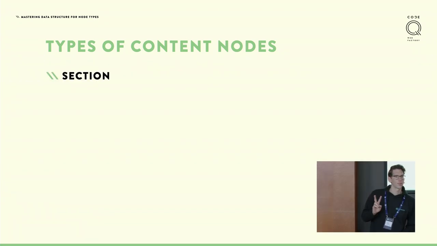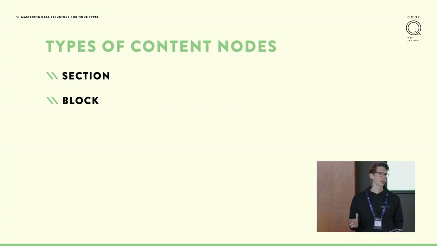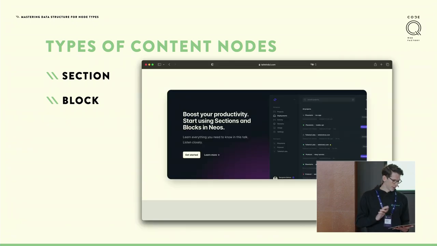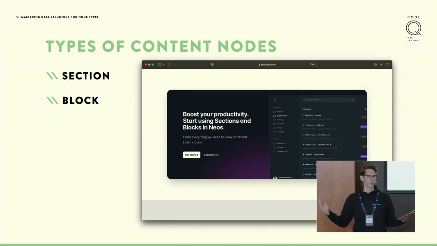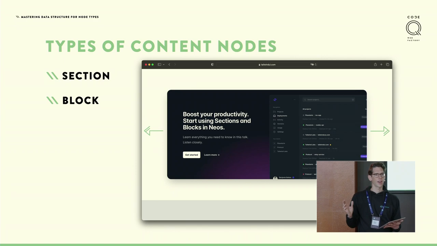We have two kinds of node types. We have node types which are of type section, and we have ones which are of type block. So what do we mean with that? Section node types take the whole horizontal width of the element, so they span to the left and to the right. They themselves care about the container layout, so how big the element can get, and they have a space to the bottom. So this would be a section node type.